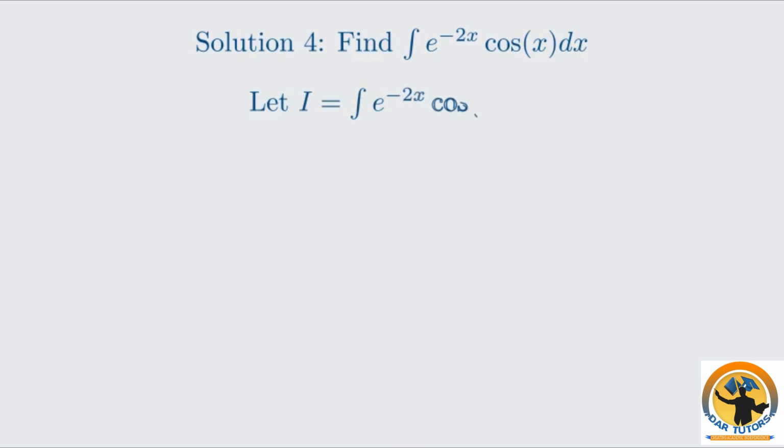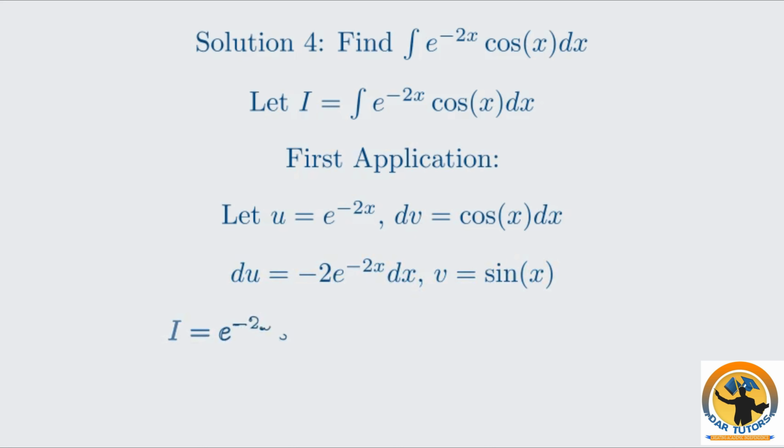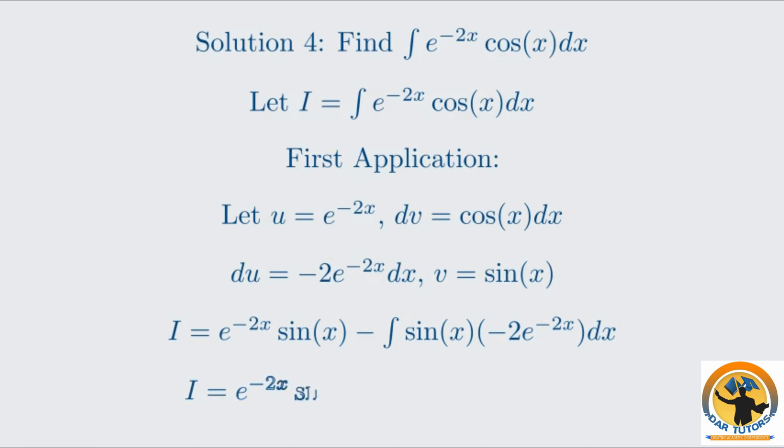Now for the fourth question, the integral of e to the power of negative 2x times cosine of x. Let's call the integral I. For the first application, we choose u equals e to the power of negative 2x and dv equals cosine of x dx. This gives du equals negative 2e to the power of negative 2x dx and v equals sine of x. So I equals e to the power of negative 2x sine of x minus the integral of sine of x times negative 2e to the power of negative 2x dx. This simplifies to I equals e to the power of negative 2x sine of x plus 2 times the integral of e to the power of negative 2x sine of x dx.